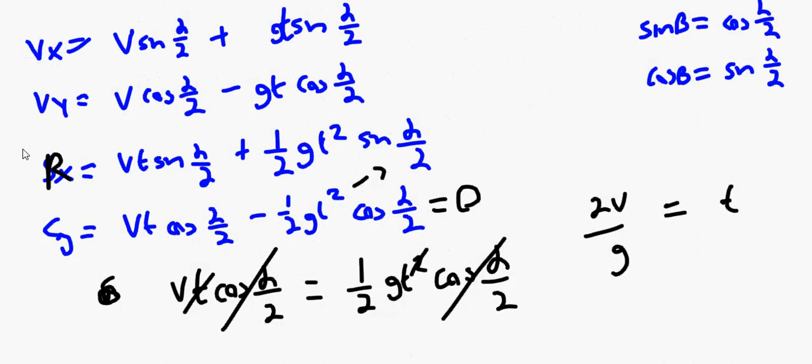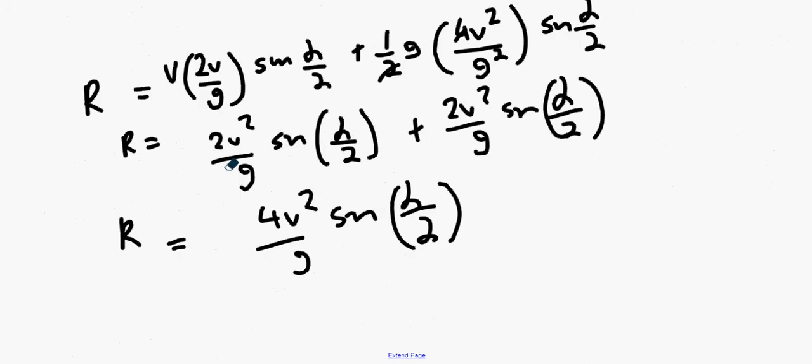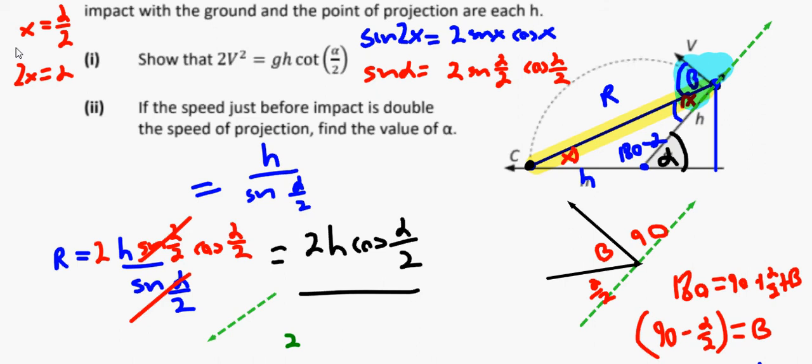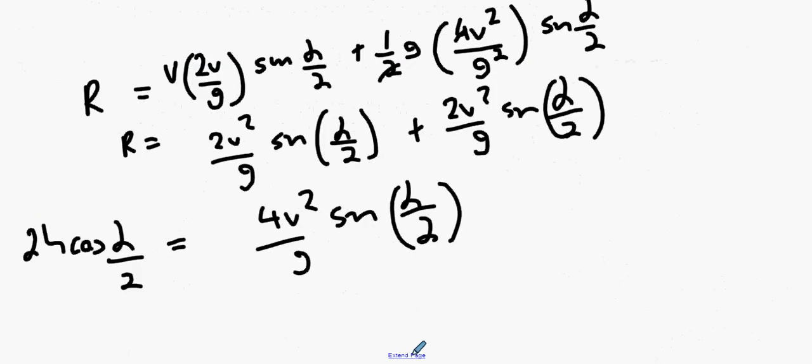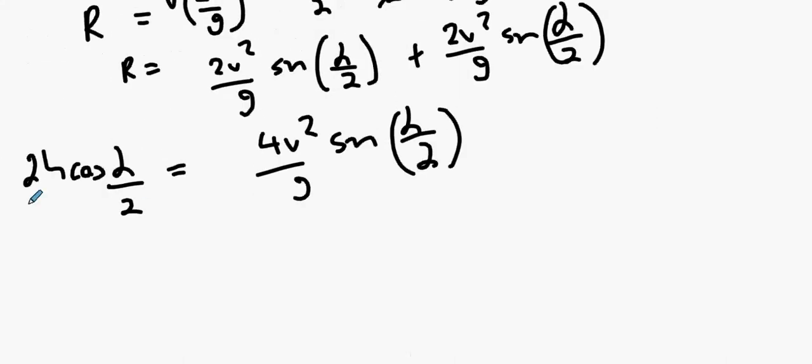Now, where is R? There it is. R is 2h cos alpha over 2. Now what am I being asked to do here? I need to get 2v squared on its own. No bother. Actually, I have an idea. I think we're going to get this out somehow.